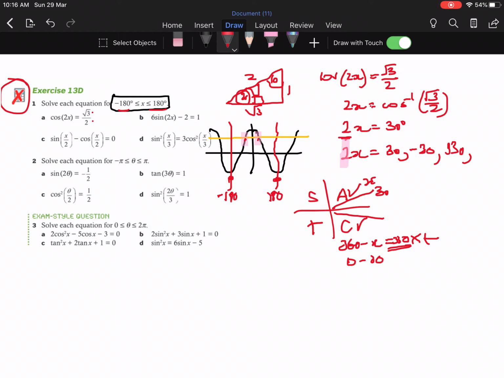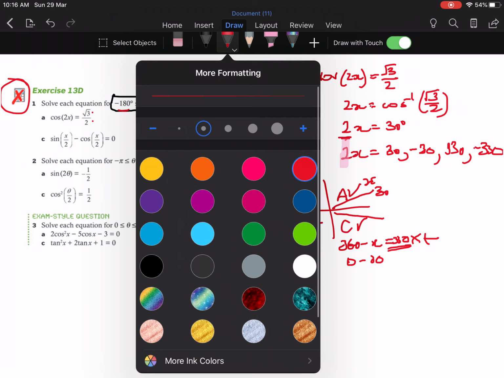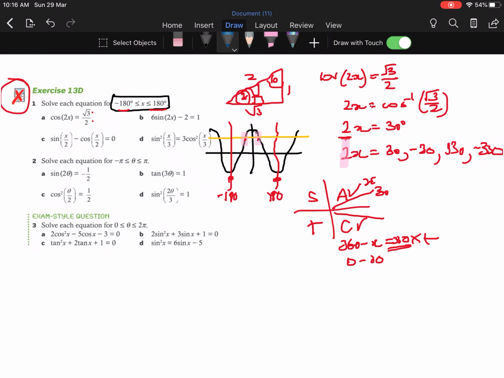And because it's symmetrical, I've also got negative 330. And the reason I do this, as you'll see, is now, if I just change colour so you can see the final answer, to find x, what am I going to do with this 2? I'm going to divide everything by 2. So that now becomes 15. That now becomes negative 15. That now becomes 165. And that now becomes negative 165.